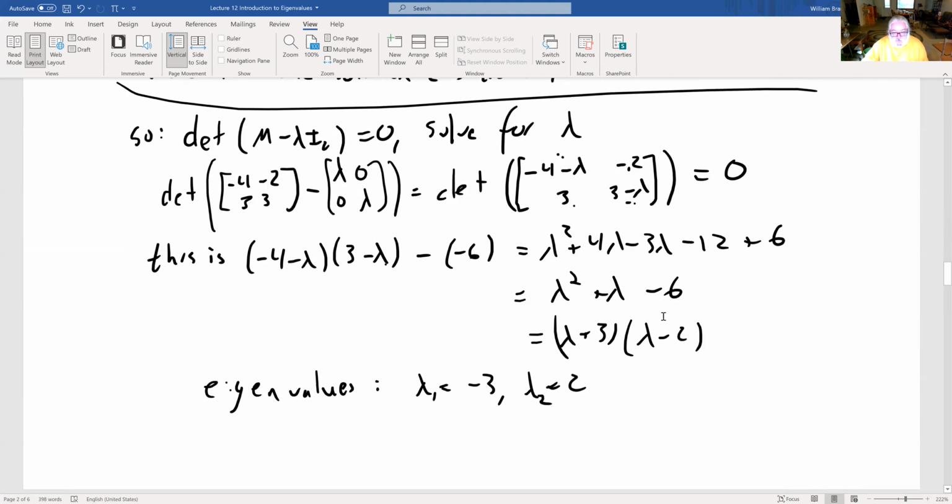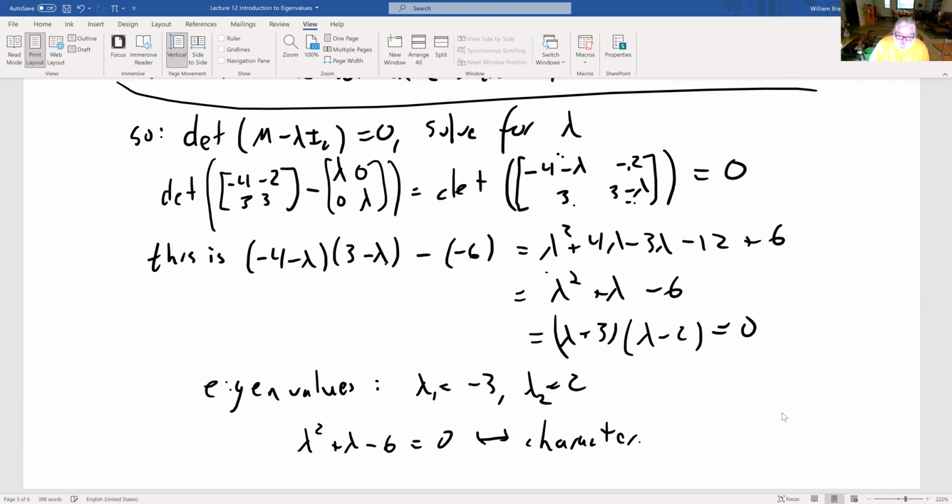Notice that when you take the determinant, we get a quadratic equation that we want to set equal to 0. And this is the characteristic equation. We have seen this before. We will show the connection to second order equations next week, I think. So the eigenvalues are lambda equals -3 and lambda equals 2, so lambda squared plus lambda minus 6 equals 0 is the characteristic equation, and its roots are -3 and 2.